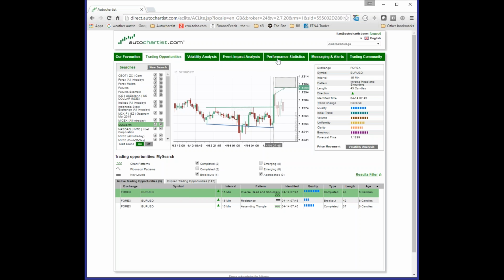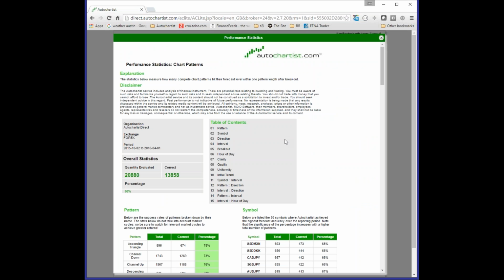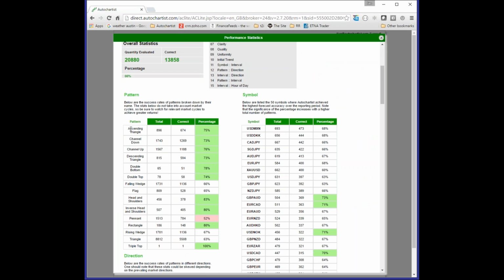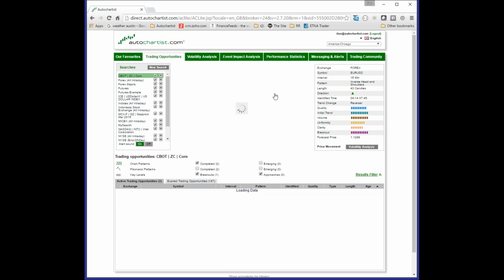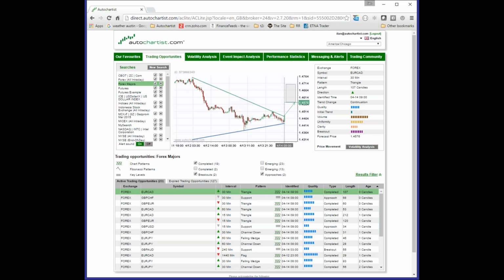In fact, if you look at the performance statistics, you'll notice that the patterns based on horizontal levels really are good: ascending triangle, descending triangle, double bottom, double top, head and shoulders, inverse head and shoulders, rectangles, triple tops. They are really, really powerful patterns, the horizontal patterns. Anyway, that's just to give you an idea of what you can do on that search screen. Okay, there's one or two questions coming up.